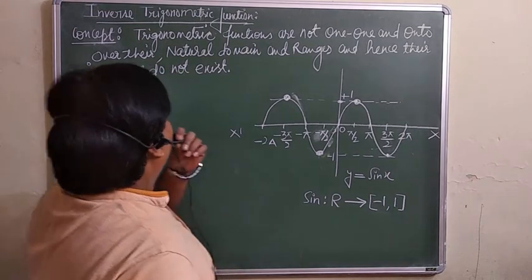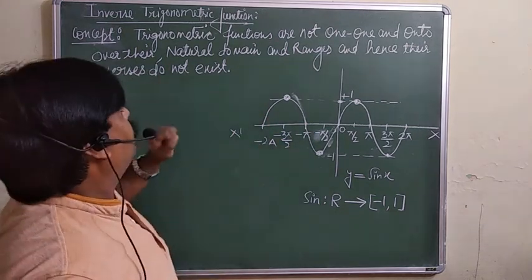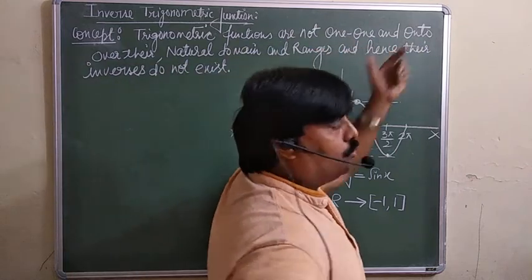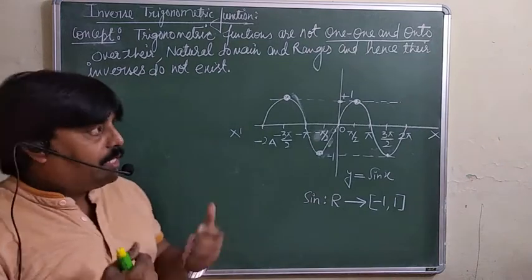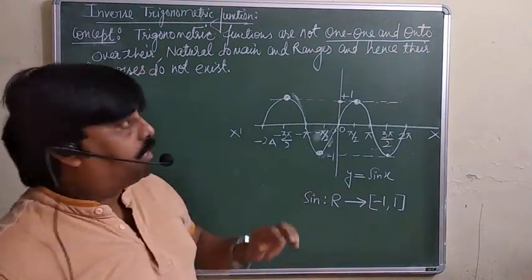Okay, now the very important point we are going to discuss about the inverse of the function. We know that trigonometric functions are not one-one and onto. Trigonometric functions are not one-one and onto. Even then, let's take sin x, and we are going to take the inverse of this one. That we want to understand.